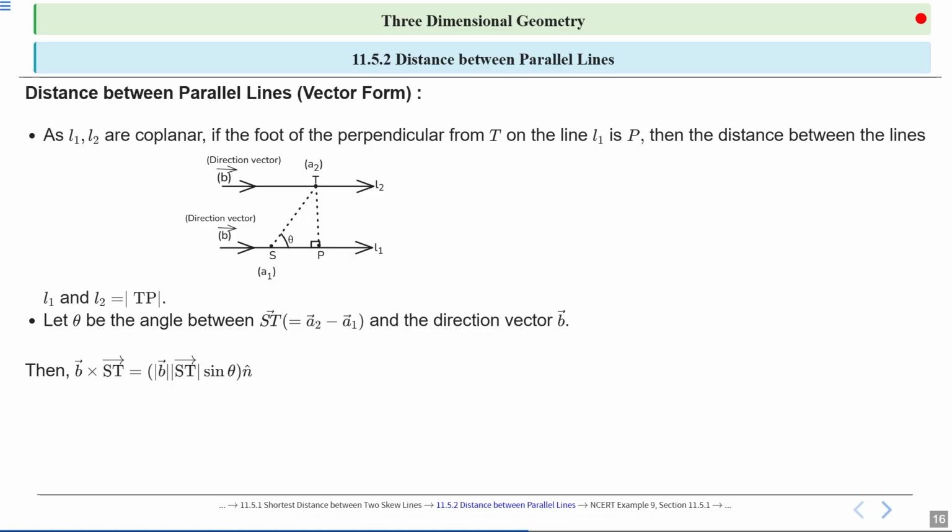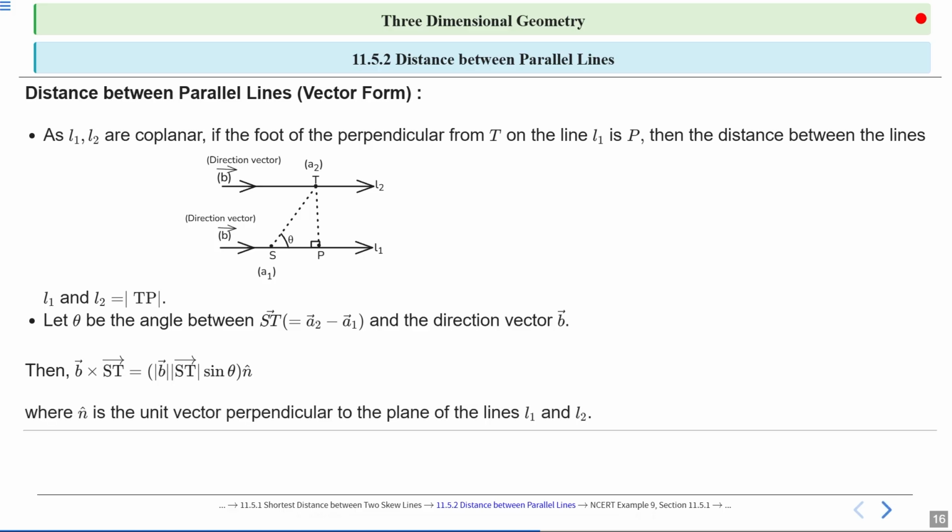So at this step, we use the cross product to relate these vectors. The equation is B vector cross ST vector equals the magnitude of B vector into the magnitude of ST vector into sine theta n cap, where n cap is the unit vector perpendicular to both B vector and ST vector, that is, perpendicular to the plane of the lines L1 and L2.